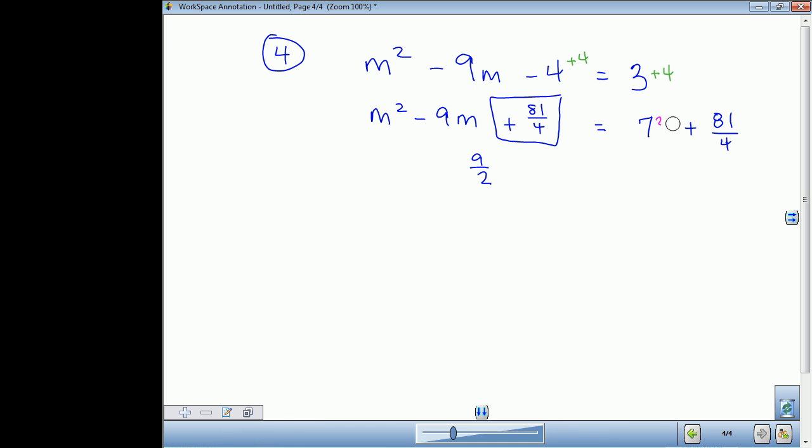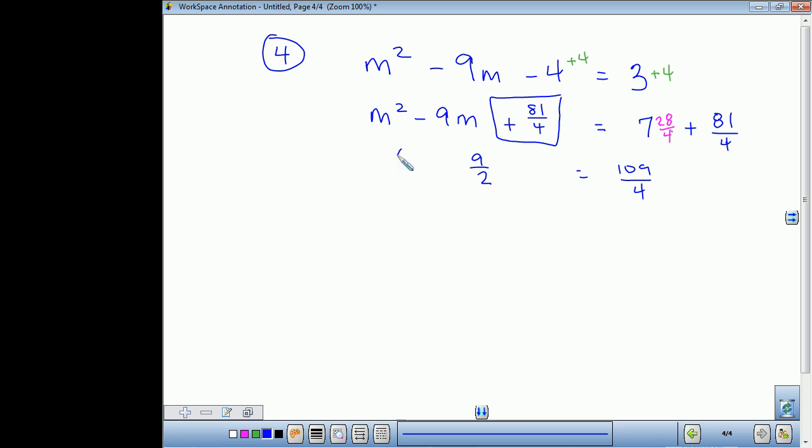Okay, so if we add these two, this is the old way you learned how to do this in like, let's see, 4th grade, I think. You turn 7 into 28 over 4, because what's 28 divided by 4? 7. And 28 plus 81 is 109. Okay, but I do not want you to spend a lot of time trying to figure out arithmetic. Use your calculator. Use it.